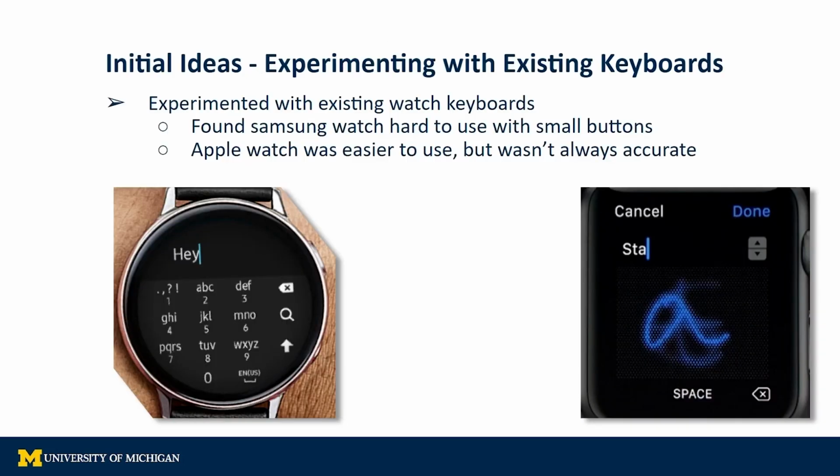When initially starting this project, we looked towards existing technologies to see how they've implemented watch keyboards. We examined the Galaxy Watch and noticed that its keyboard was quite hard to use. The buttons were very small, they were in alphabetical order, and we had a hard time typing on it. In contrast, the Apple Watch used a character recognition system that worked very well, but it wasn't always accurate. It would misinterpret some characters, and when it did, it was frustrating.